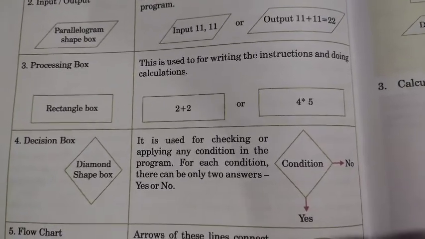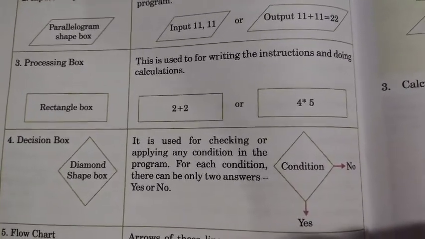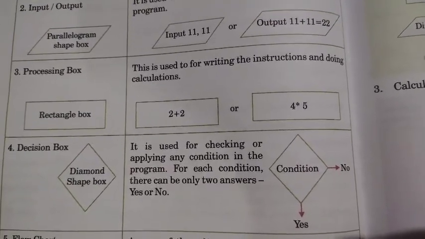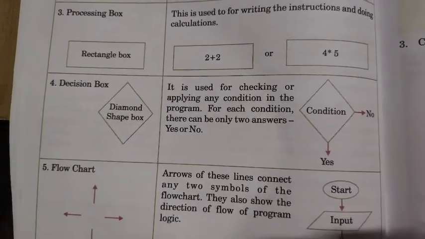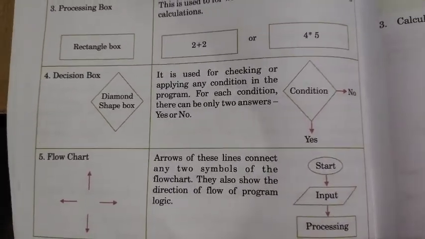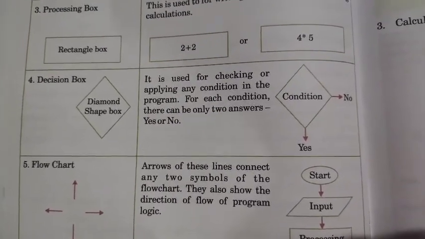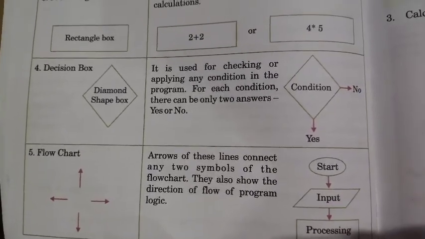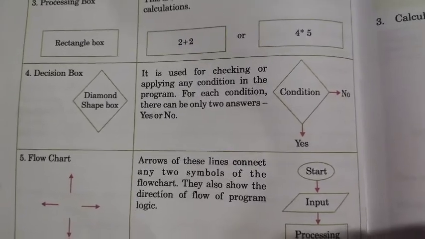Then another step is the decision box. What symbol must we use? We must use the diamond shape box. And the fifth in the flowchart is arrows, the direction: whether it is going upward, rightward, leftward, or downward. So this arrow is a must.